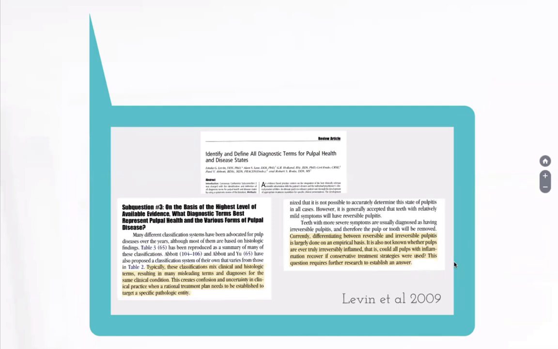Another paragraph in the same paper says: currently, differentiating between reversible and irreversible pulpitis is largely done on an empirical basis. It is also not known whether pulps are ever truly irreversibly inflamed. That is, could all pulp inflammation recover if conservative treatment strategies were used? This question requires further research to establish an answer. I'm sorry about this wordy slide, but I think it's important to understand that, yes, we came up with diagnostic terms, but we still have issues, okay?